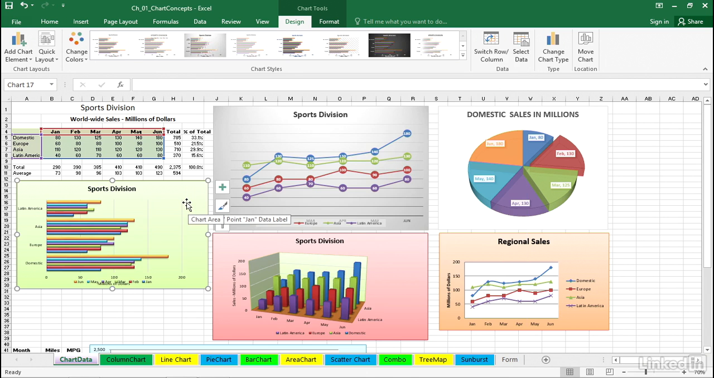you won't hesitate to consider the different ways that you could be depicting your data by exploring the different chart types in Excel.